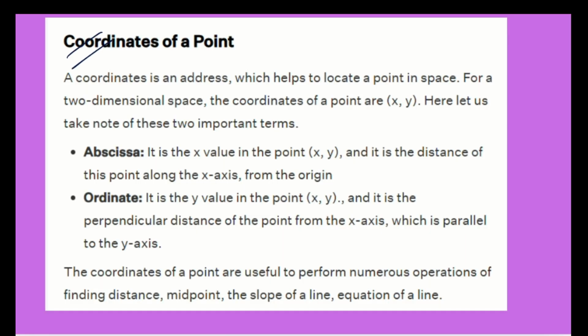Coordinates of a point I've already discussed, abscissa and ordinate. Abscissa is the x value in the point, the distance of the point along the x-axis. Ordinate is the y value, it is the perpendicular distance of the point from the x-axis, like this, that I have already discussed. This is called ordinate, which is parallel to the y-axis.